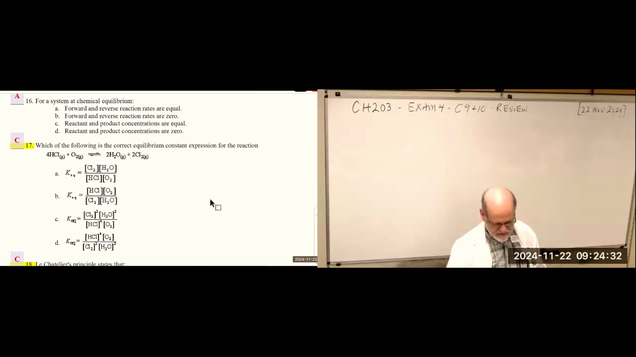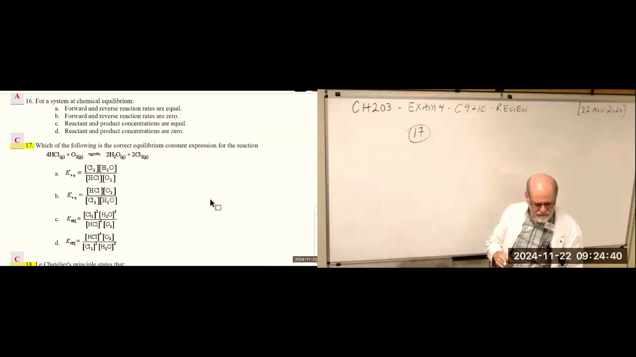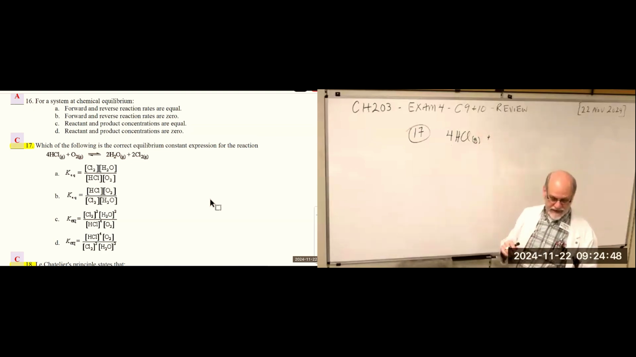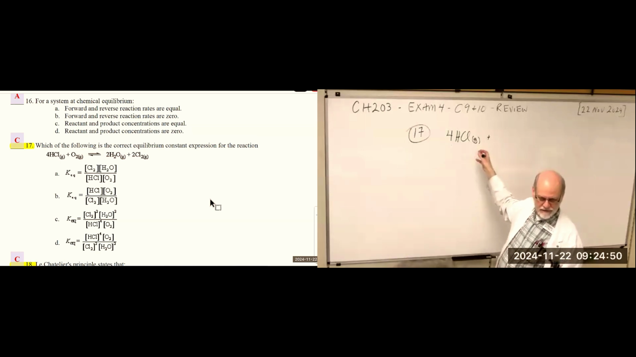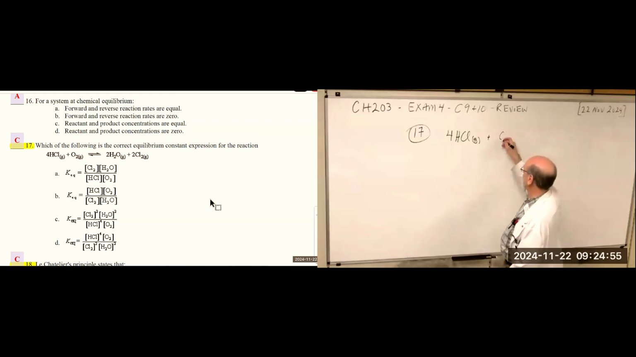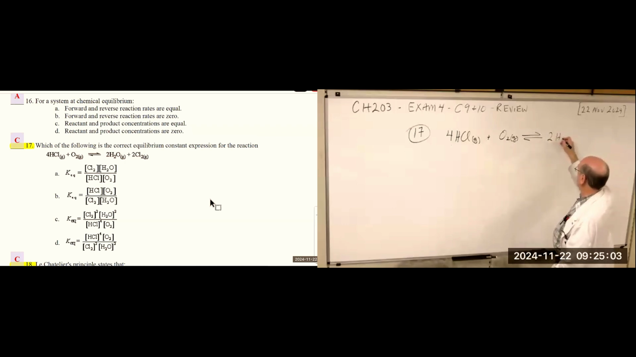Number 17. Do a little math here. Equilibrium expression. Okay, so if we have 4HCl, hydrogen chloride, because it's a gas, we name it that way. In aqueous solution, it would be hydrochloric acid. But as a gas, it's hydrogen chloride. O2 gas is in equilibrium with water vapor, actually. These are all gases and 2 chlorines.